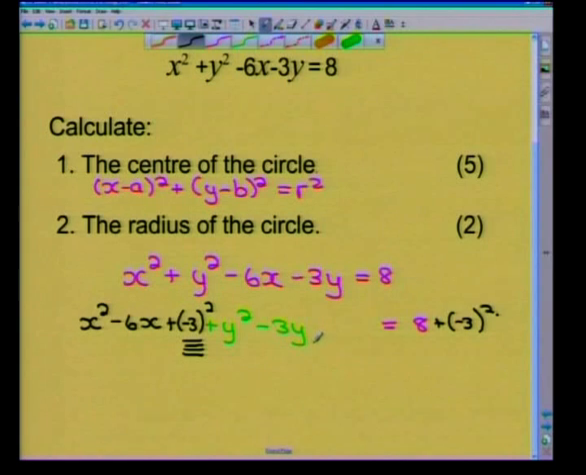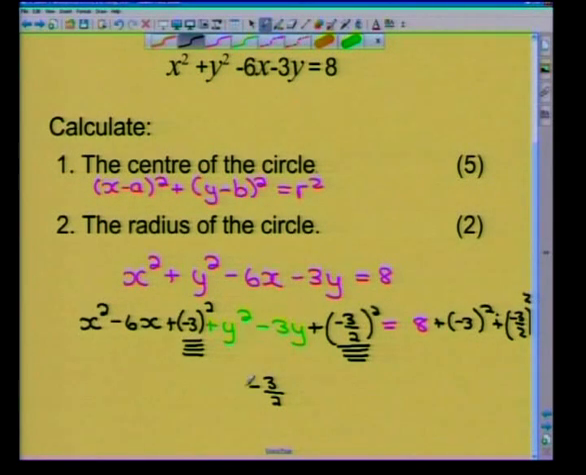Then we go over here and we say, okay, fine, let's do the same here. Half of that is minus 3 over 2. Okay, so it'll be plus minus 3 over 2 squared. And again, this is a foreign thing. It wasn't there before. So we added this side, minus 3 over 2 squared. Right, so now we're ready to move on.